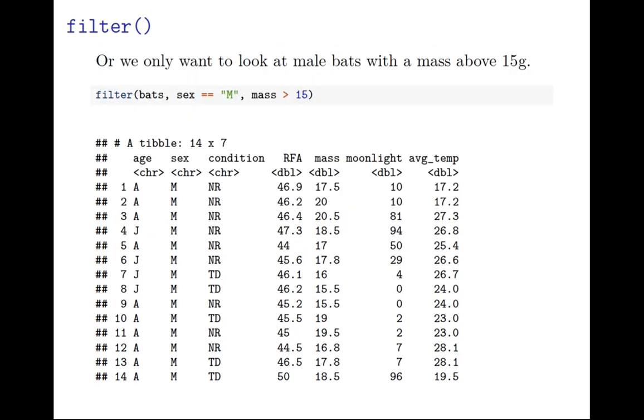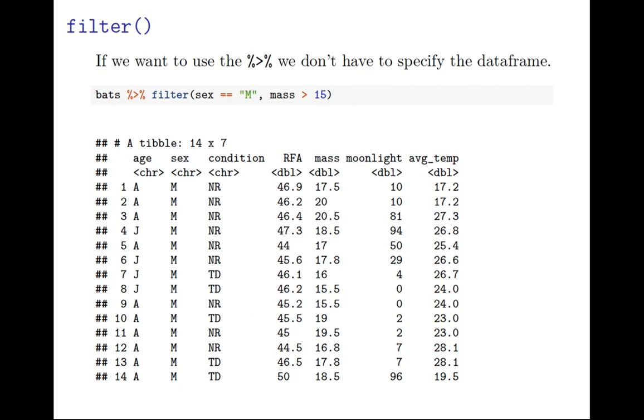And you can combine, so you can look at multiple conditions. So you could also look at only male bats with a mass above 15 grams. And so here again, you use filter with your data frame, and then you have all of the conditions that you want separated by commas. So sex equals male and mass is greater than 15 grams. And don't forget that if you want to use the pipe, you don't have to specify the data frame if you put the data frame first. So you can say take your data frame bats, then filter based on where sex equals male and mass is greater than 15 grams.